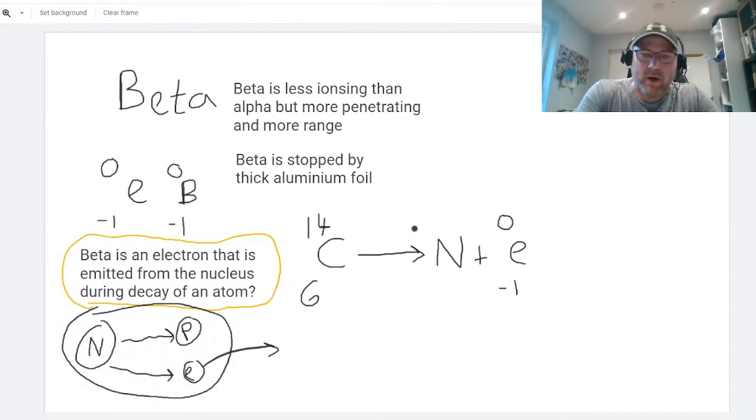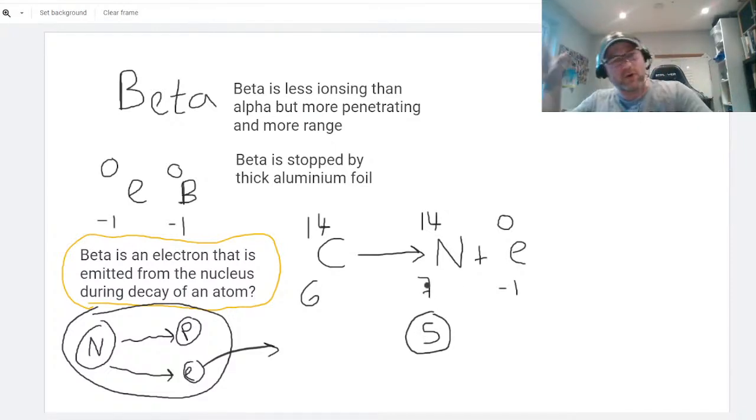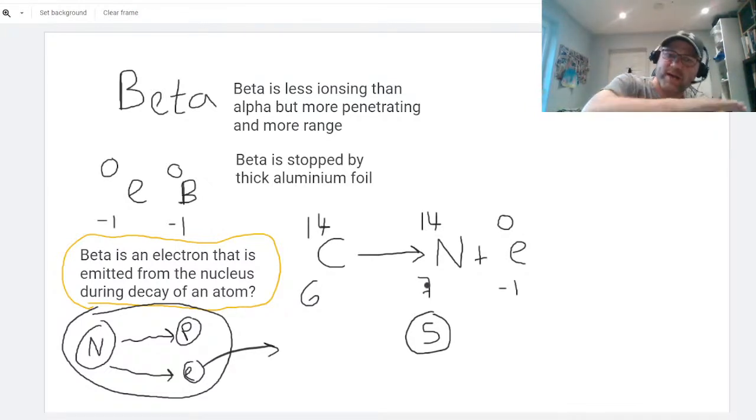Yeah, so well done. 14 and 7. A lot of people would put 5. This is a common mistake people make. They put 5. Don't do that. It's an equation. So everything on one side has to balance on the other side.